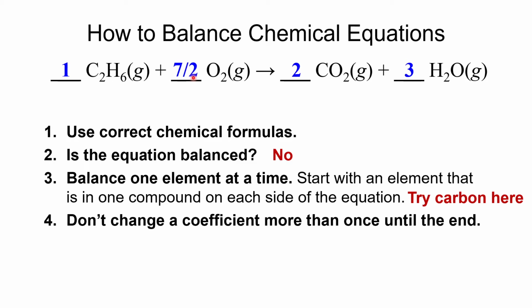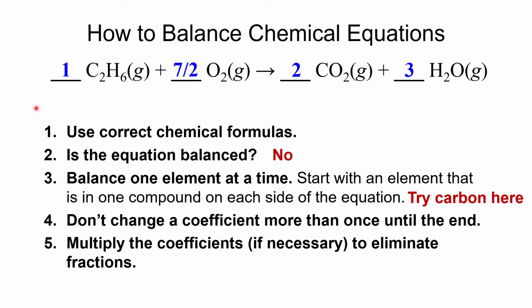And of course, once we've placed all of these coefficients, it should be balanced, but we're going to get rid of fractions. And so we just need to multiply all of the coefficients by some number that will get rid of this fraction and make it a whole number. Well, since it's 7 halves, it's really easy to see. We just need to multiply by 2. So we're going to multiply the entire equation through by 2 to eliminate that fraction.